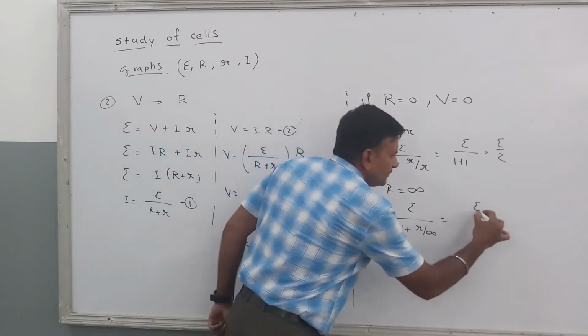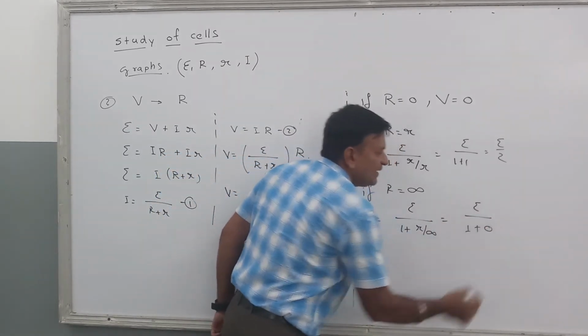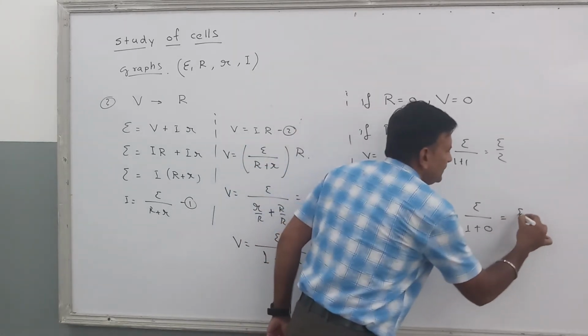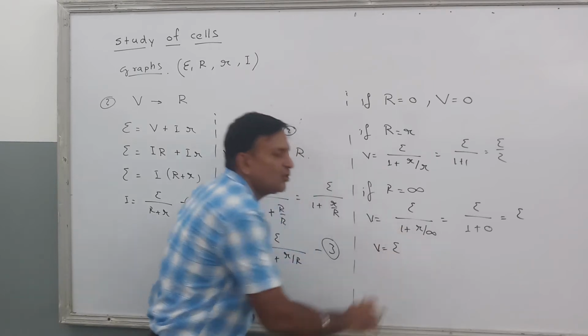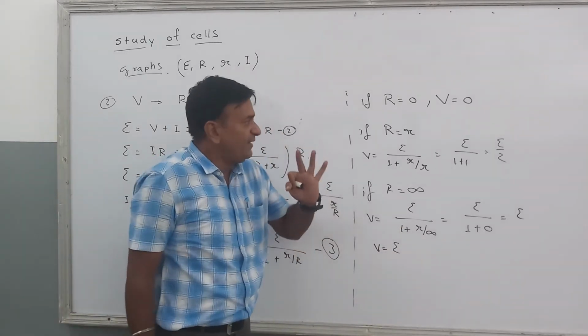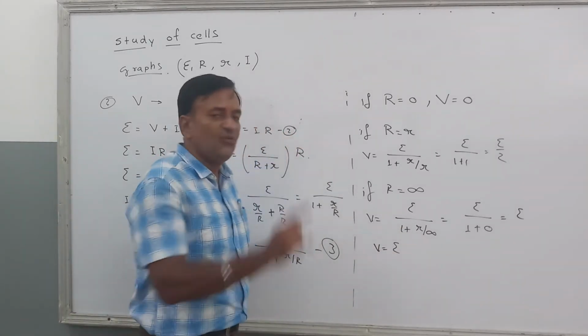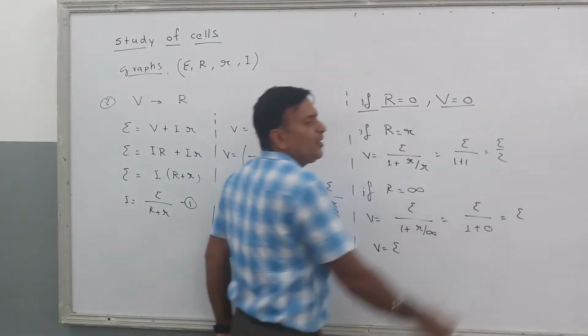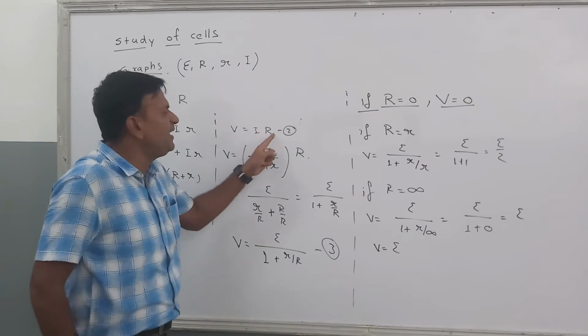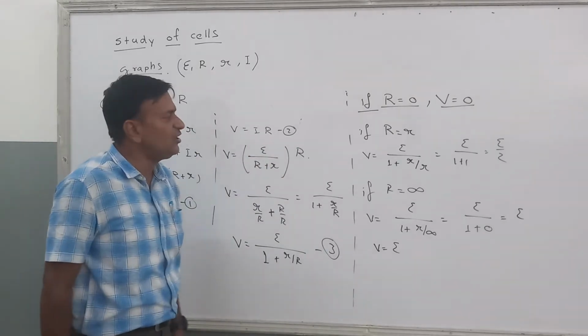0. Epsilon divided by (1 plus 0). What is this? This is equal to epsilon. So V is equal to epsilon. These 3 points we have to plot in the graph. First, if R is equal to 0, V equals 0. From where did it come? From here. Very simple relation, linear relation.